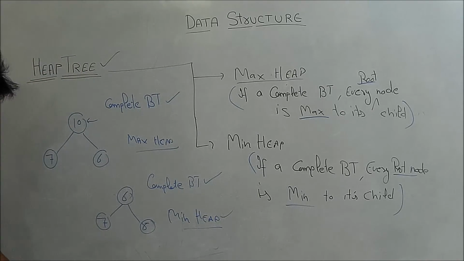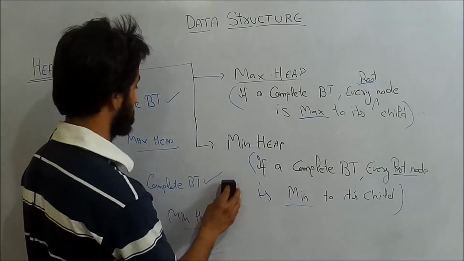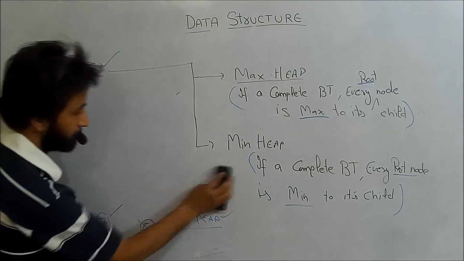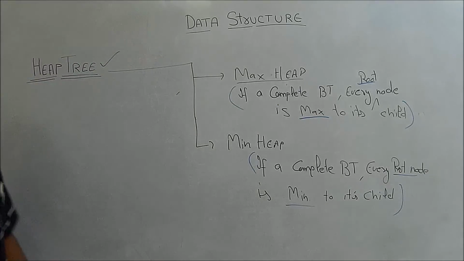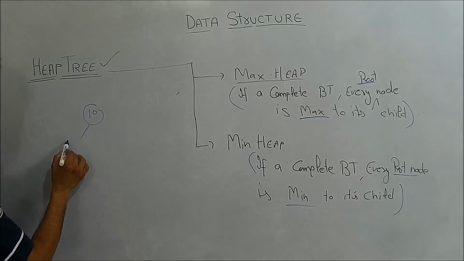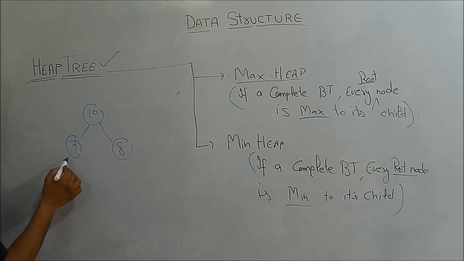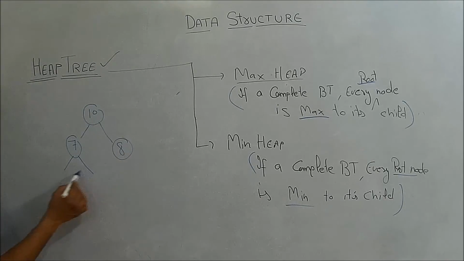Let's understand this min heap and max heap with an example. Let us suppose I have a construction in which 10, 7, 8, 5, 4, then is that a min heap or max heap?